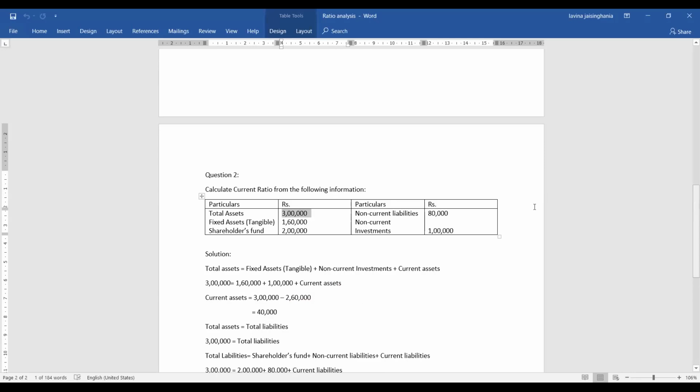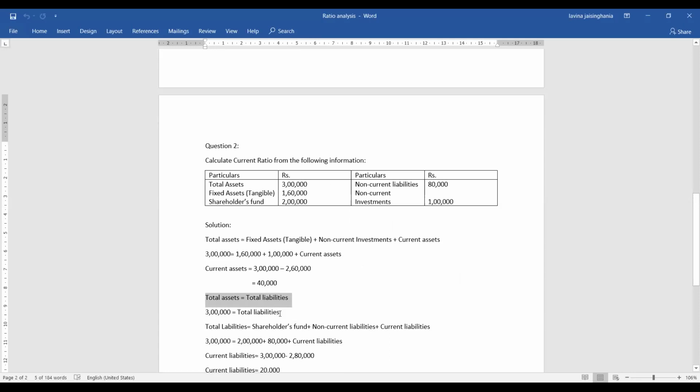What about current liabilities? Here you are given non-current liabilities and you're also given shareholders' fund. Shareholders' fund is given, non-current liabilities is given, but current liabilities is not given. Here also you can find the missing figure, but there you will require the total of liabilities also. Total of liabilities is not given, but as we know, total assets and total liabilities are the same in a balance sheet. Whatever the total of assets is, the same would be the total of liabilities. So you can write total assets is equal to total liabilities. Now total assets we are already given as 3 lakhs, so 3 lakhs will also be equal to total liabilities.